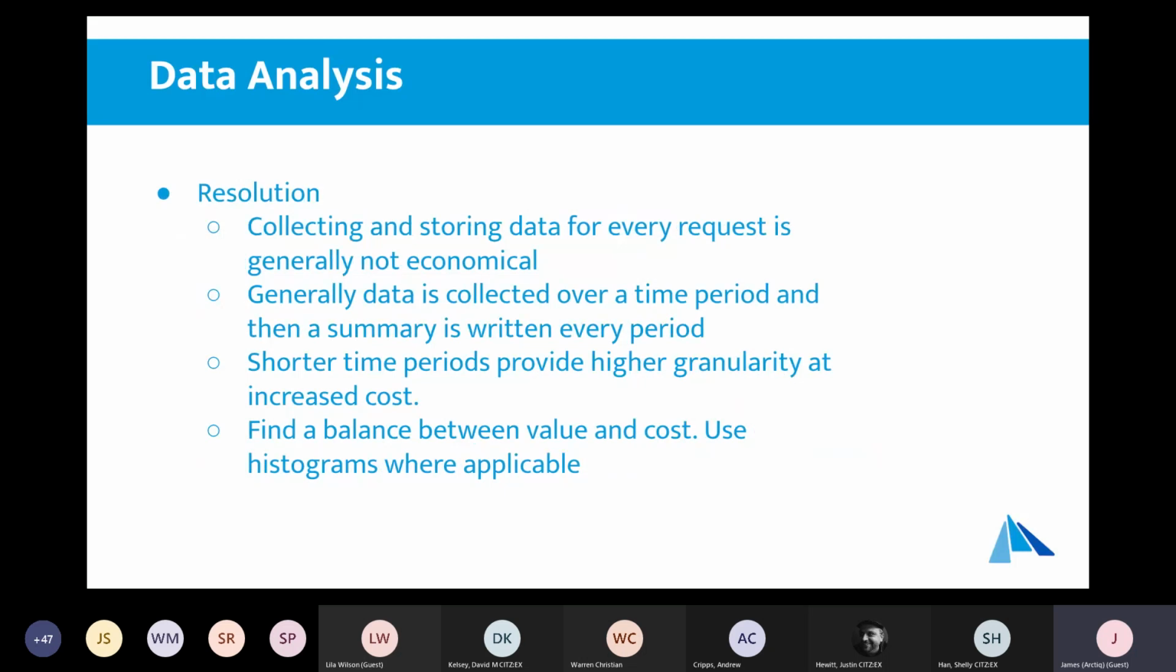Resolution is another important detail. You can't collect and store data for every single request that goes through the system. It's generally not economical. Generally what we do is collect data over a period of time and then write out a summary every period. A common period might be 15 minutes or 5 minutes or 1 minute. The more granularity you have, the more useful it is in finding short spikes and dips, but there's a higher cost in infrastructure to collect, transmit, process, and store all that data. So there's a bit of a balancing game of value and cost, and using things like histograms and percentiles can help with that.